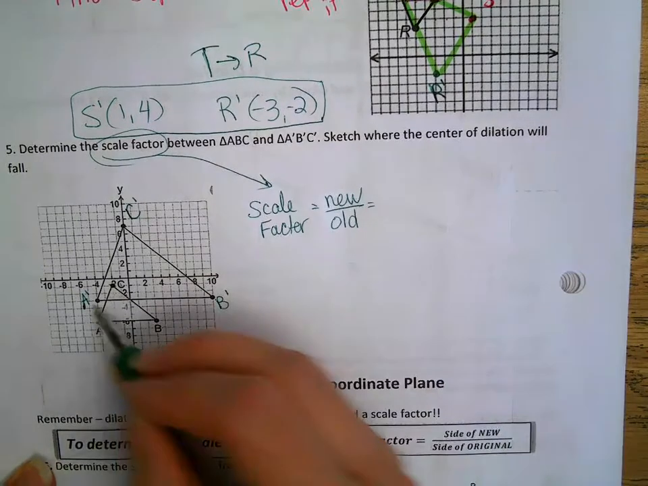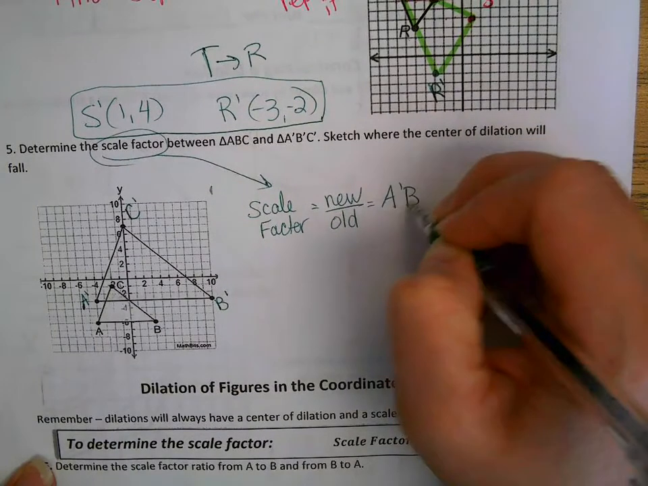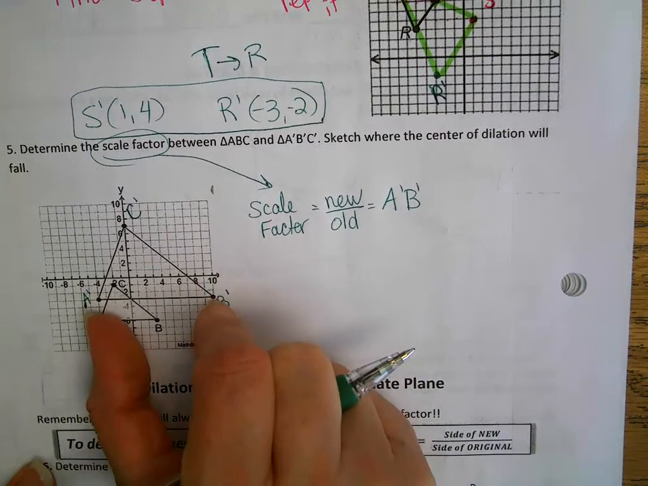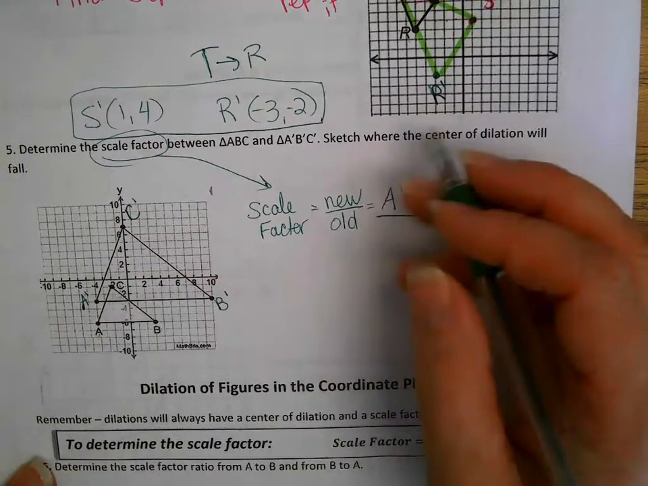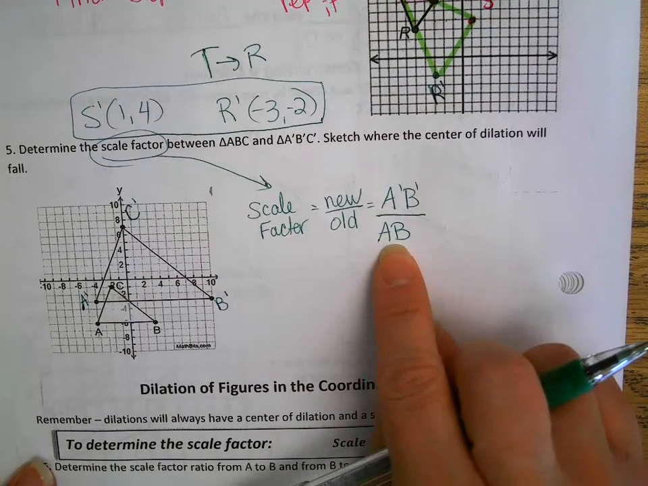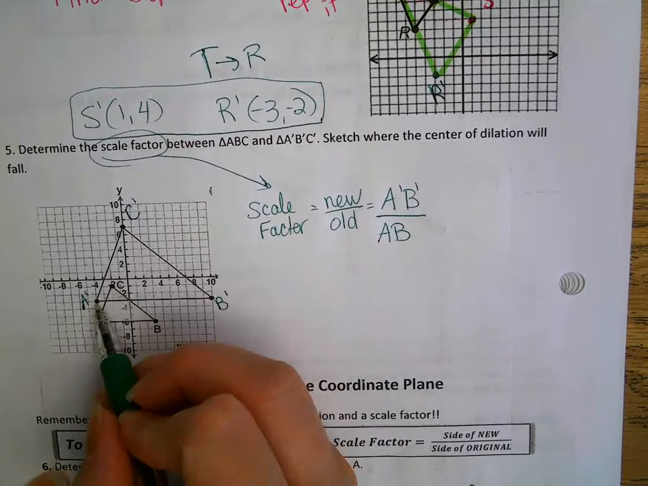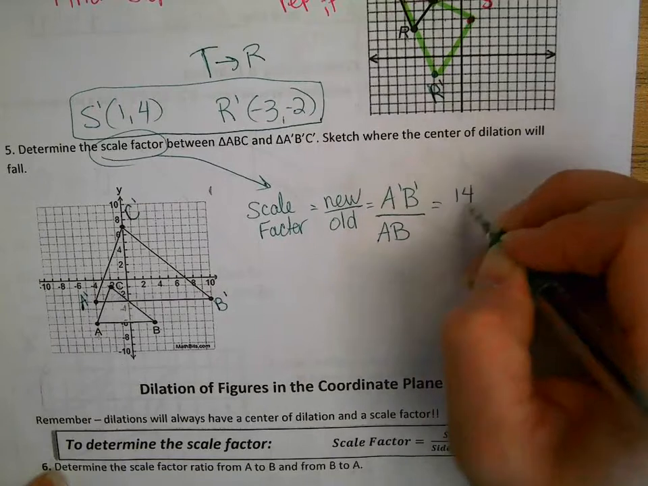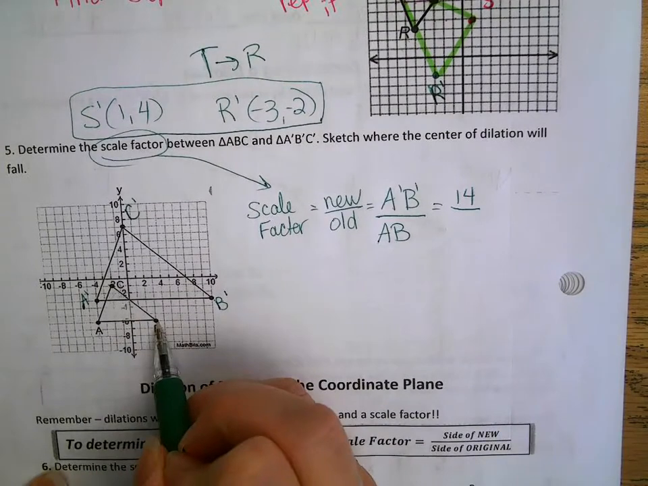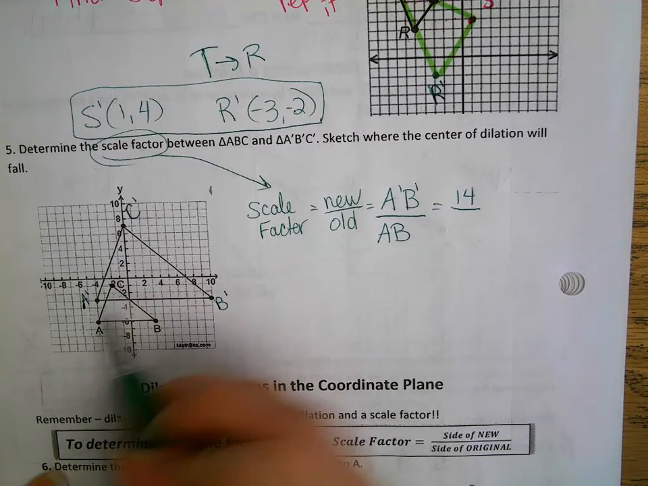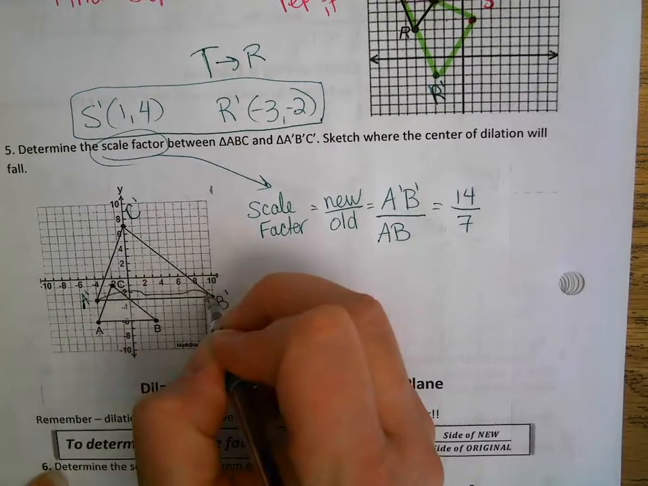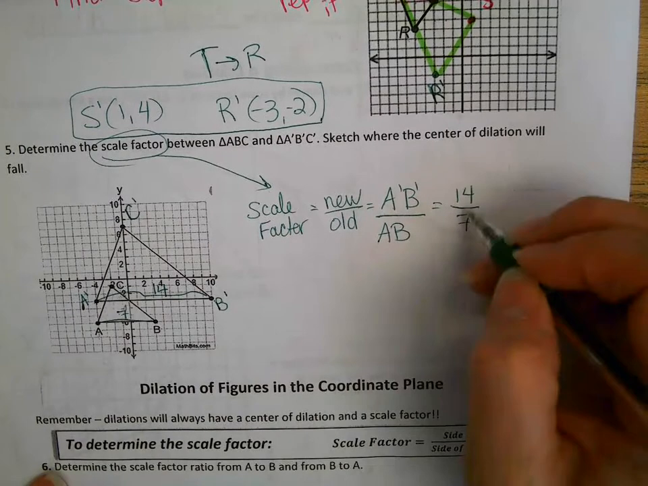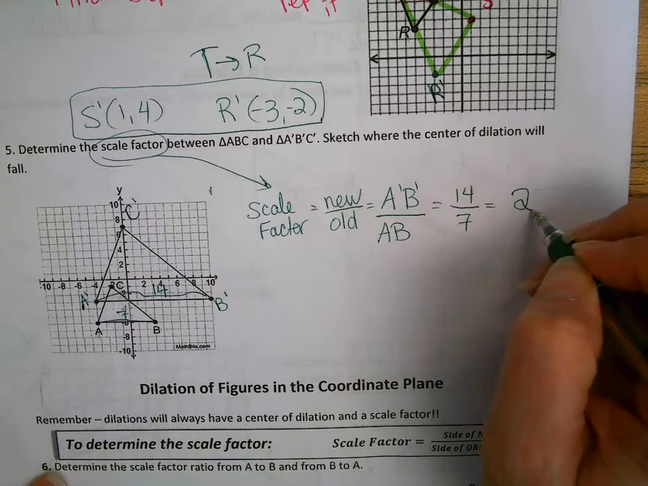So we're going to find A prime, B prime. Why did I pick that one? Because it's horizontal. I can just count those boxes. It's a nice, easy length to be finding. Over the old segment would have been the OG, AB. So A prime to B prime, well, that's 10 over plus 4 more is going to be 14 across. And A to B is 1, 2, 3, 4, 5, 6, 7 across. So again, A prime to B prime is 14 across. AB was 7 across. Well, 14 divided by 7 is 2.